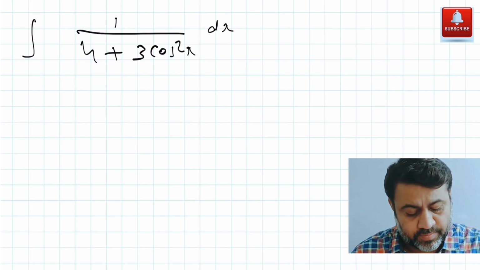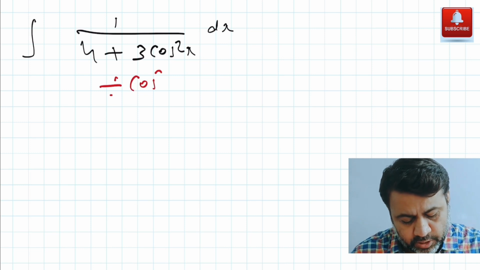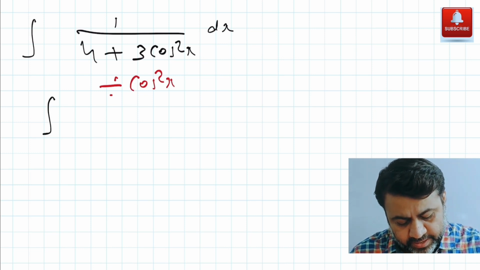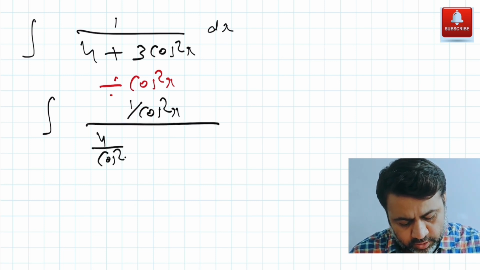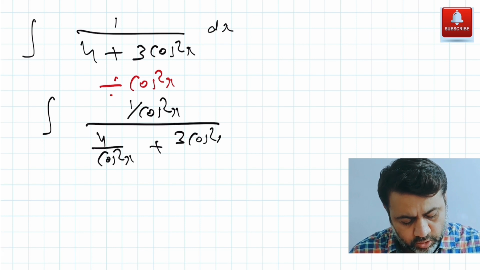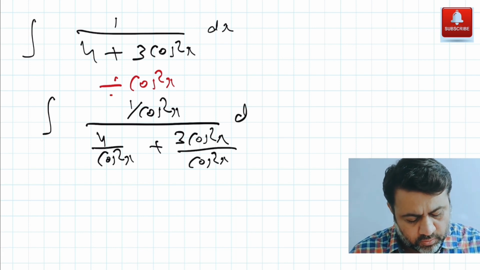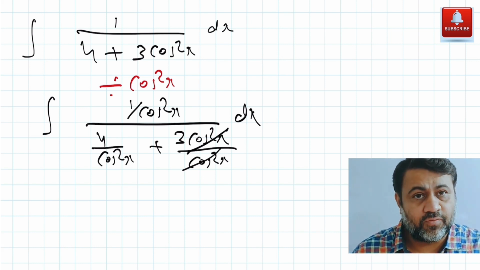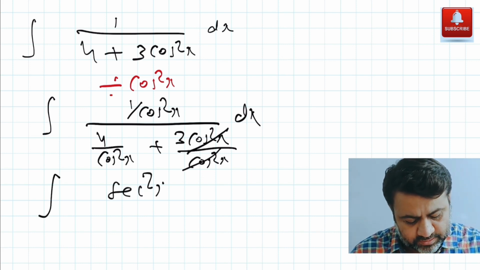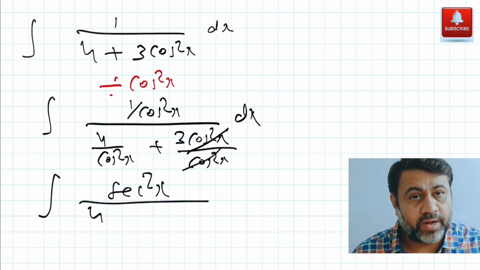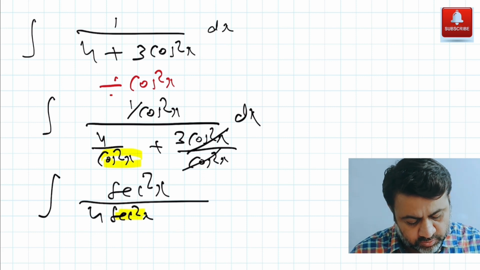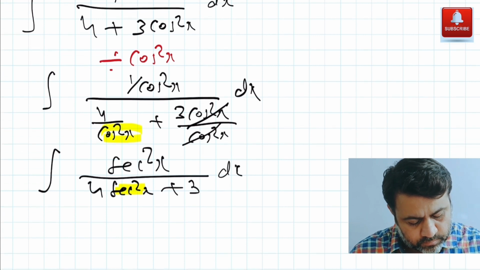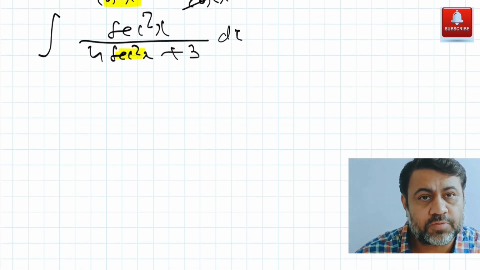As I discussed, my first step is to divide numerator and denominator by cos square x. If I do that, I get 1 by cos square x, 4 by cos square x, and 3 cos square x by cos square x. Now cos square x gets cancelled, and 1 by cos square x we can write as sec square x. So we get 4 times sec square x here. The cos in the denominator we take to the numerator, so it becomes sec square x. So we get plus 3 here.